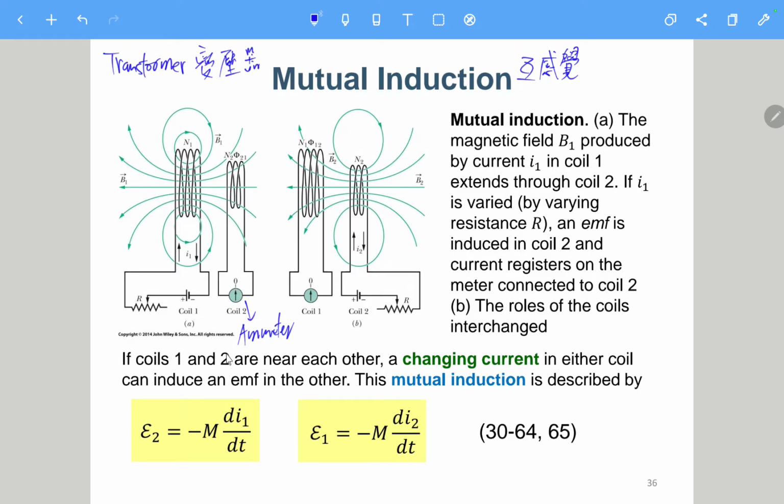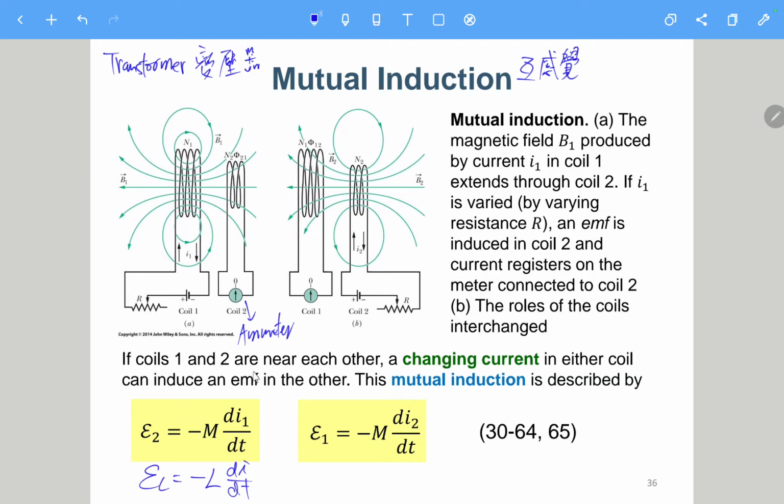Okay, so just now we had EL equals negative L di/dt, which is for self-induction. Here we will have a similar equation. We only write it as E2 because this is the EMF induced in the second inductor, or the second coil, and this is I1, which is the current in the first coil.